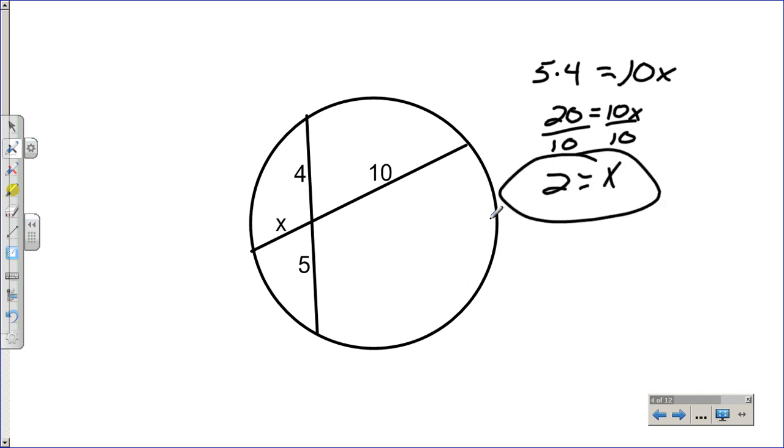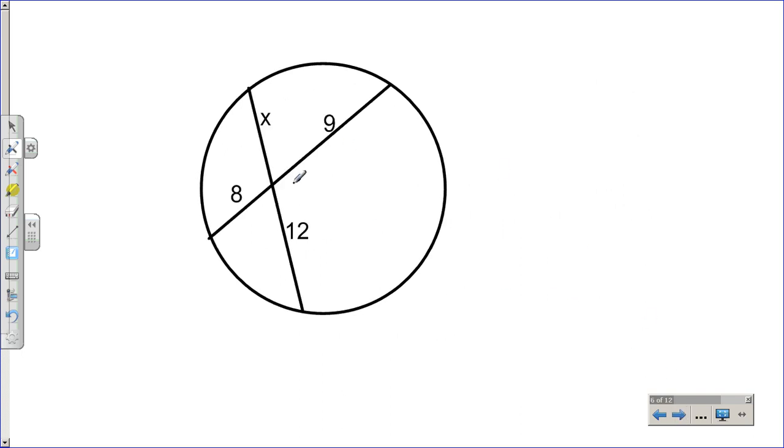When the two chords are inside the circle, it's really not that difficult. Part times part equals part times part. So 8 times 9, this part times this part, equals x times 12. And we always put the variable first. It just works out better that way.